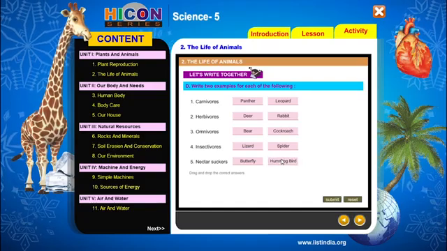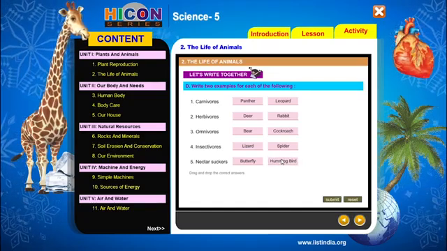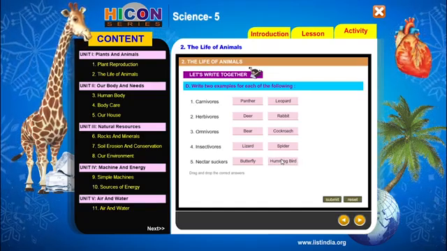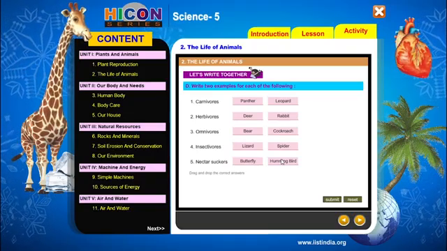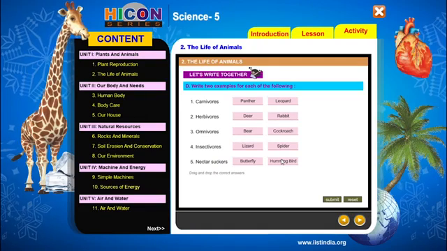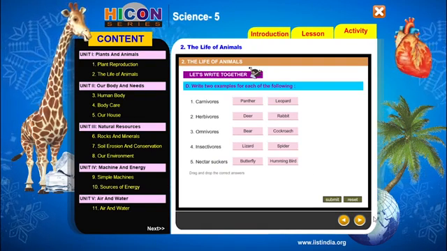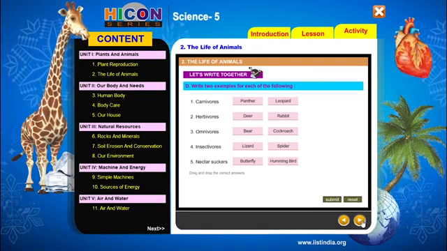And also hummingbird is an example for nectar sucker. This hummingbird has a long beak. It can suck nectar from flowers with its long beak. So children, these are the examples for each type of animals. So children, let us enter the next part in the activity session.